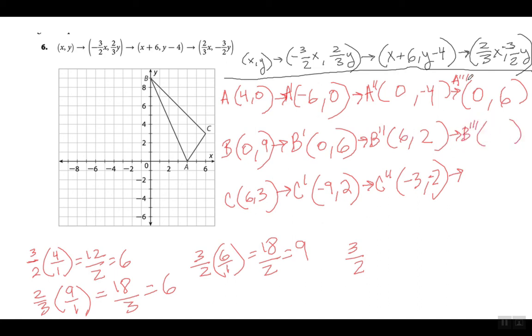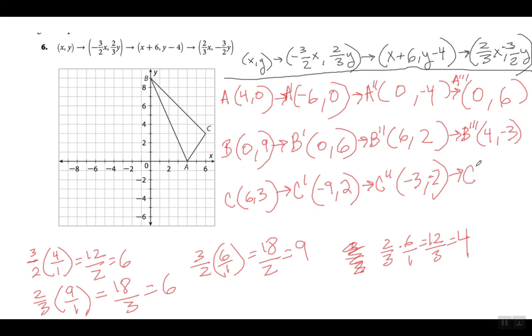Okay, 6 times 2 over 3. Did I do that already? Yeah, I did. No, I didn't. My bad. Okay, so 6 times 2 over 3, or 2 over 3 times 6, is going to give you 12 over 3, which equals 4. Okay, so 6 times 2 over 3 gave me 4. And 2 times negative 3 over 2. The 2's cancel out, and you get negative 3.